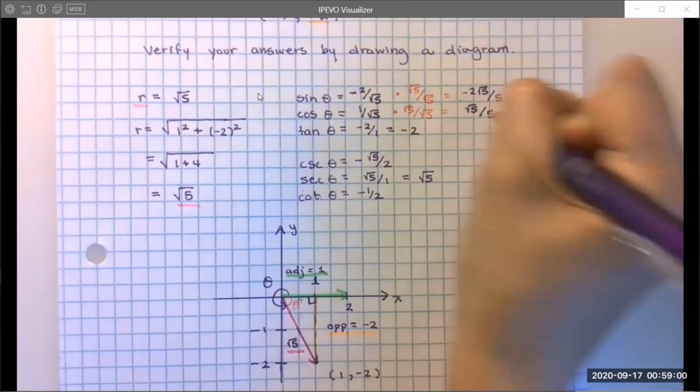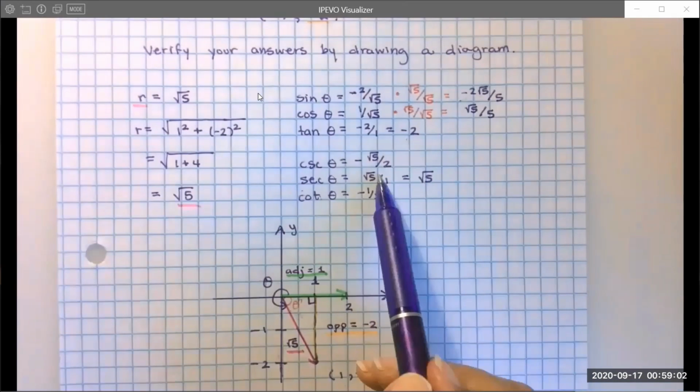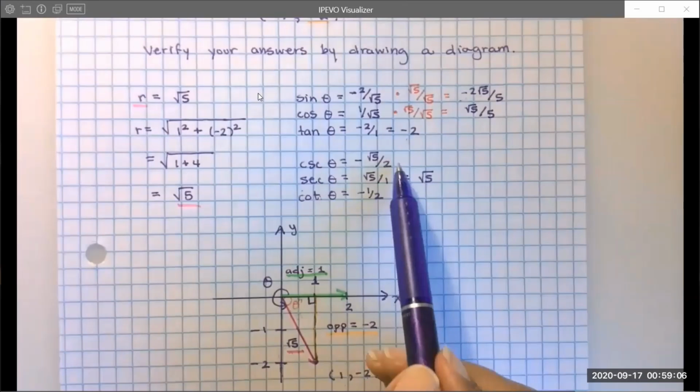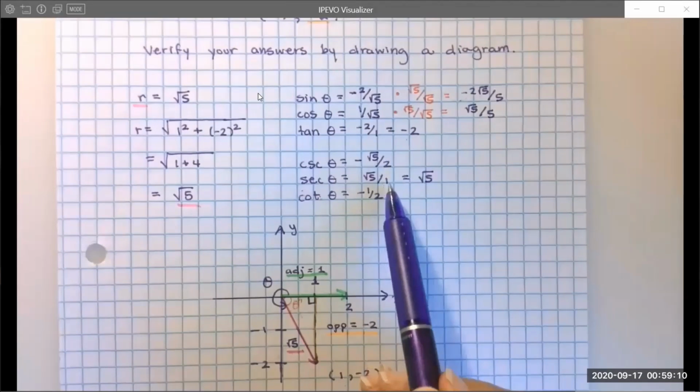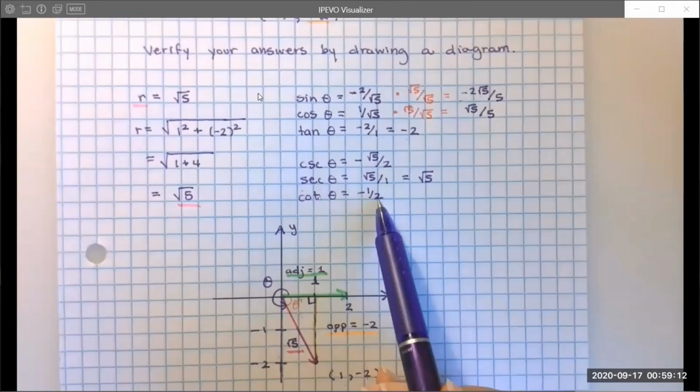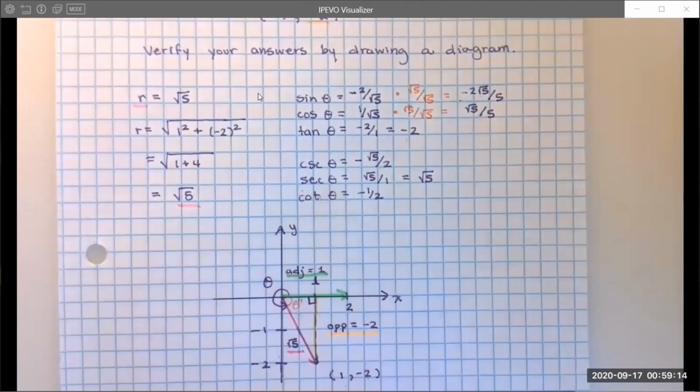It's not necessary for tangent, and it's not necessary for any of the other 3 because cosecant has denominator of 2, secant has denominator of 1, and cotangent has denominator of 2. So those are all good. Is that okay? Any questions there?